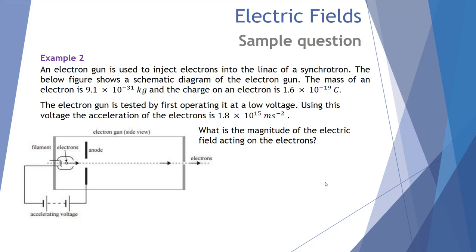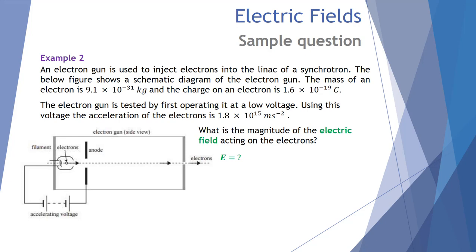Our second example. An electron gun is used to inject electrons into the linac of a synchrotron. The below figure shows a schematic diagram of the electron gun. The mass of an electron is 9.1 by 10 to the negative 31 kilograms, and the charge of an electron is 1.6 by 10 to the negative 19 coulombs. The electron gun is tested by first operating it at a low voltage. Using this voltage, the acceleration of the electron is 1.8 by 10 to the 15 meters per second squared. And our question is, what is the magnitude of the electric field acting on the electrons?